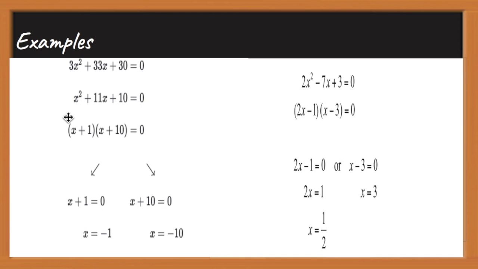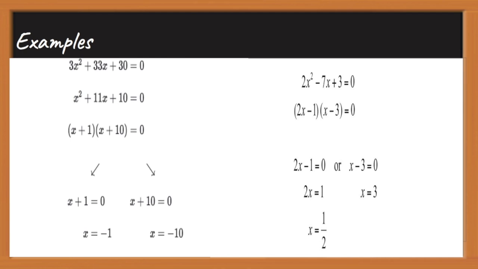Now, since the product of these two factors is equal to 0, we can find the answers by setting each equal to 0 and solving for x. In the first factor, x is equal to negative 1, and in the second, x is equal to negative 10. In the second example, we will do exactly the same as in the first example. We will simplify them into two different factors and solve for x.